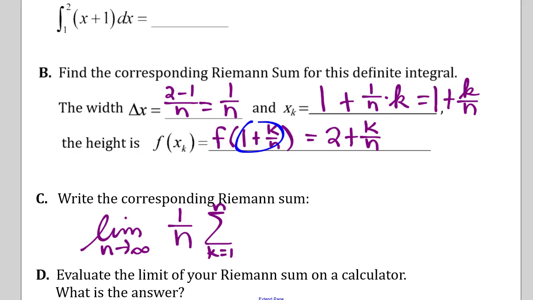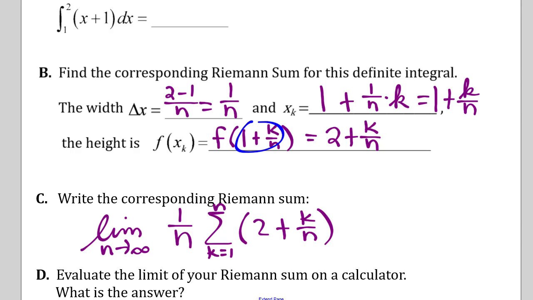Here we're doing the area, right? The 1 over n is our width. We can pull that outside of the summation because the summation is going to be changing things where we have a k, not those things where we have an n. We'll talk a little bit more about simplifying this later. But we've got the summation for k equals 1 to n of 2 plus k over n.